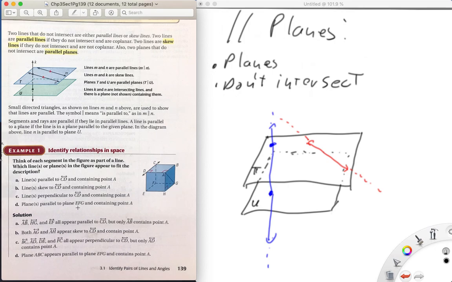They want lines perpendicular to CD containing point A. So we have AD, which is definitely perpendicular, BC, EF, and FC. But the only one that has point A is AD. Planes parallel to EFG. Right here, the plane parallel to it is ABCD up on top. Bottom and top, opposites.